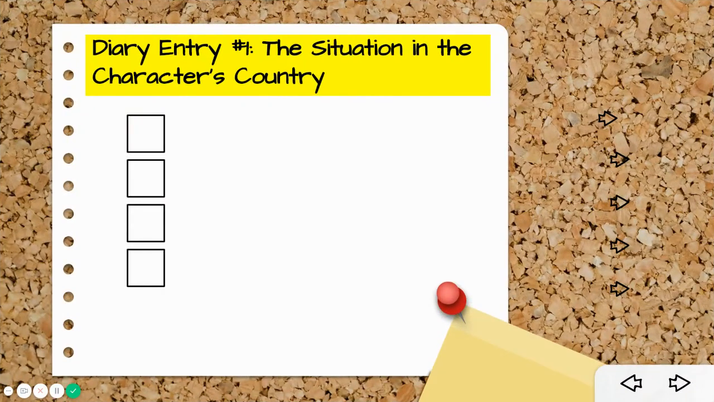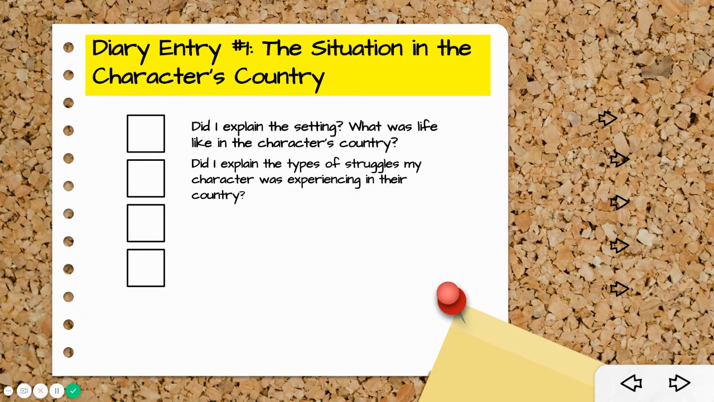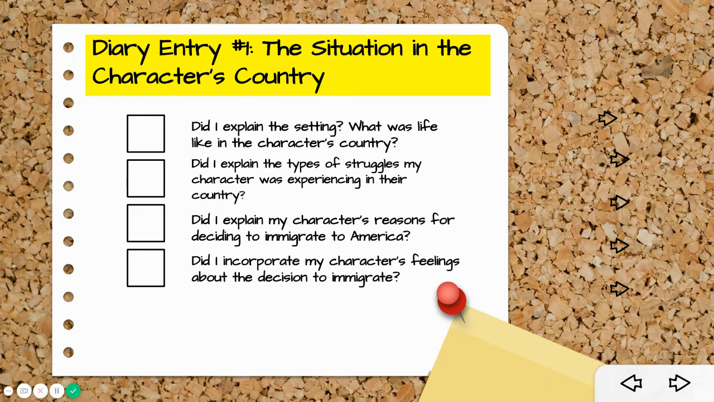We'll start with diary entry number 1. In this diary entry, you are supposed to describe the situation that was going on in the character's country. So let's make sure we have all the pieces that we need in order to have diary entry number 1 complete. So we're going to ask ourselves, did I explain the setting? What was life like in the character's country? Did I explain the types of struggles my character was experiencing in their country? Did I explain my character's reasons for deciding to immigrate to America? And did I incorporate my character's feelings about the decision to immigrate?